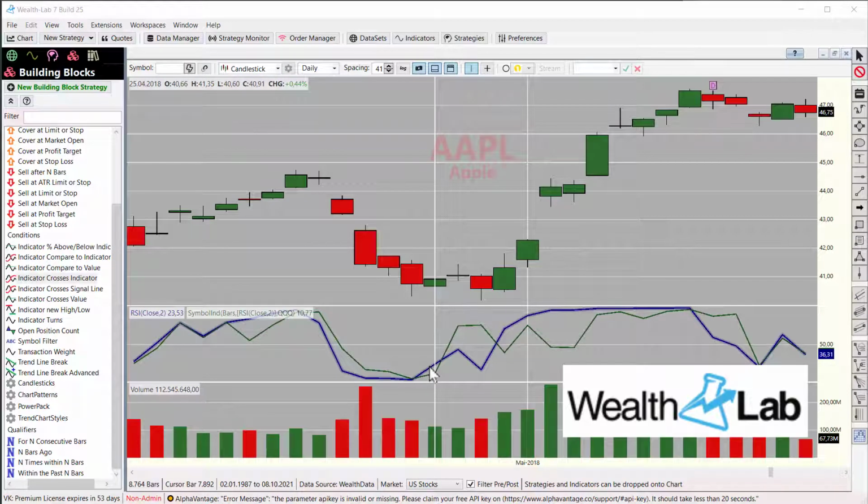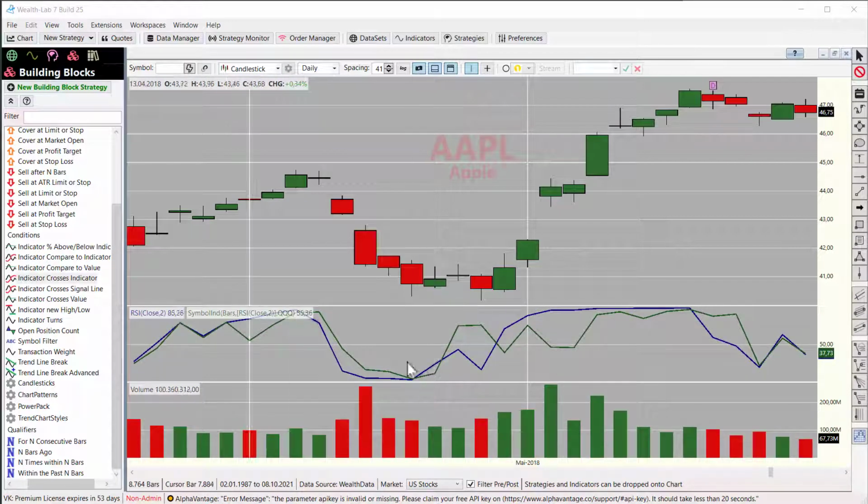The rule is fairly simple. If the RSI2 of Nasdaq 100 stocks cross over the RSI2 of QQQ, in other words, if the stock is moving up stronger than the index, we buy the stock.